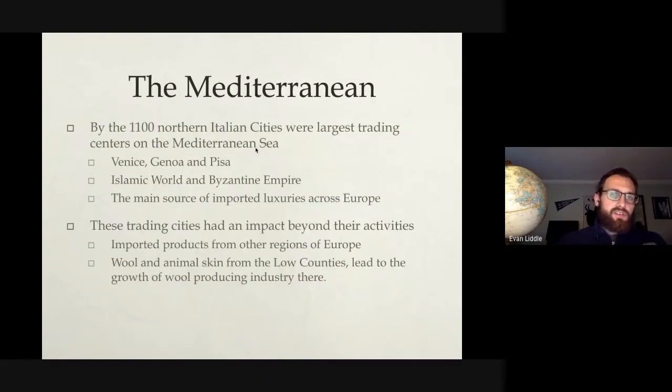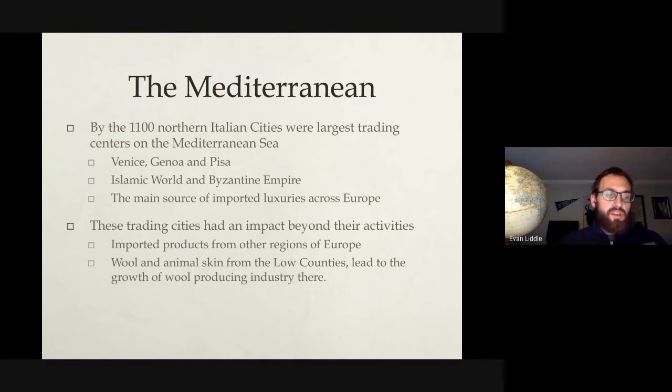Now, in the Mediterranean, that is in Southern Europe, these northern Italian cities were beginning to take on trade with the rest of the Mediterranean world, aka the Islamic world and the Byzantine Empire. And these Italian city-states like Venice and Genoa and Pisa began to become the main source of imported luxuries across Europe.